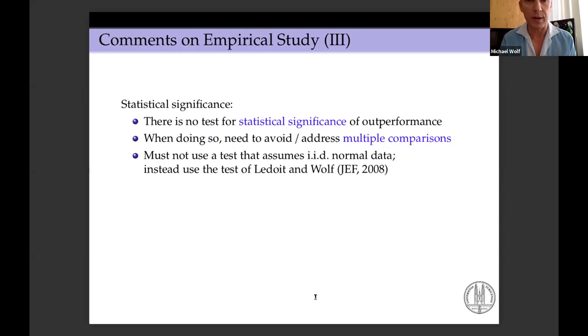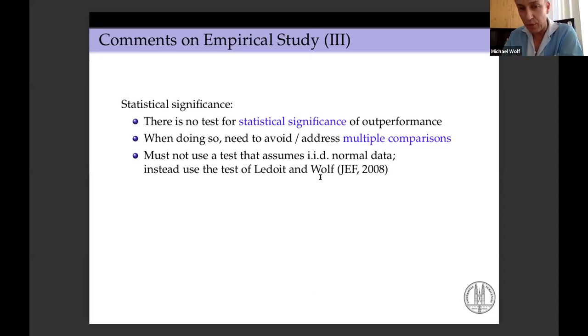You only present point estimates for Sharpe ratios, but maybe you want to test for statistical significance of the outperformance. And if you do this, there are two things. The one thing, you have many, many different portfolios. So either you address a multiple comparison problem by using a multiple testing method, or you avoid it by just focusing on a couple of these many portfolios and do testing there.